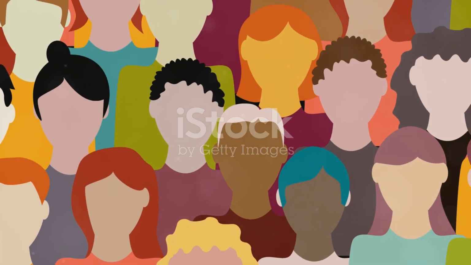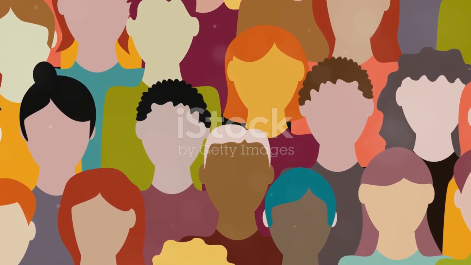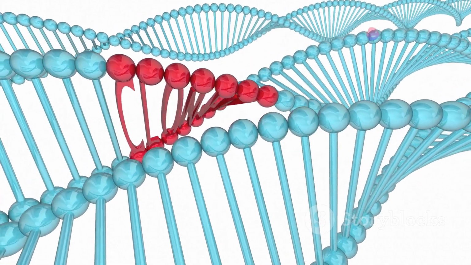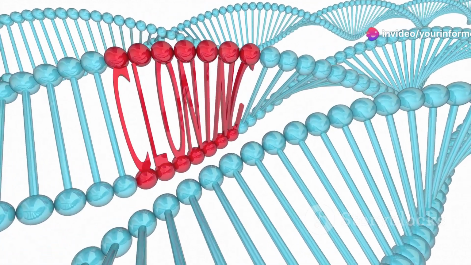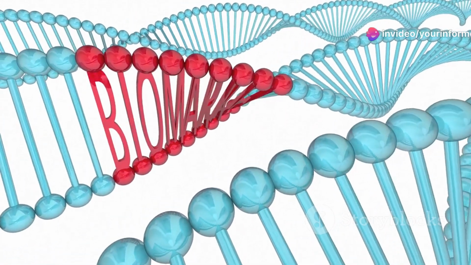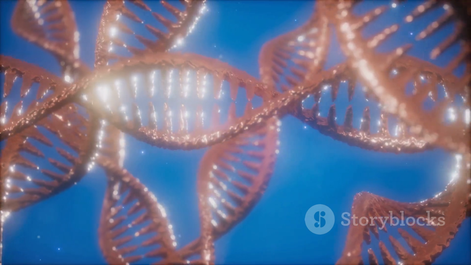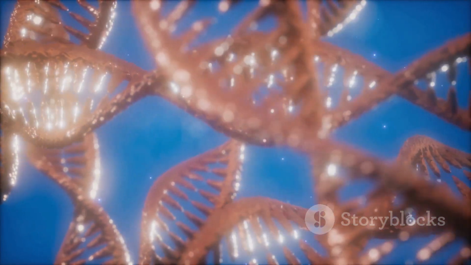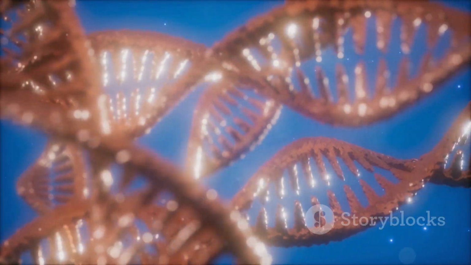Genetic mutations are the source of all genetic diversity. Think of mutations as typos that arise when DNA is copied during cell division. Most of the time, these typos are minor and don't have any significant effects. However, occasionally a mutation can alter a gene's instructions in a way that changes a trait.